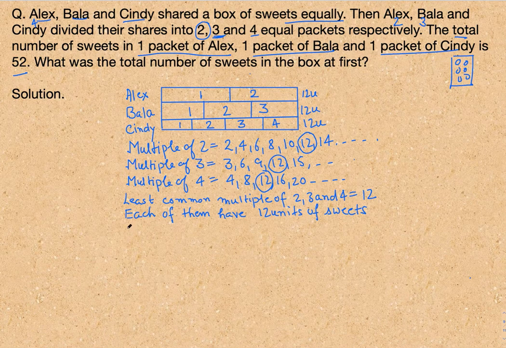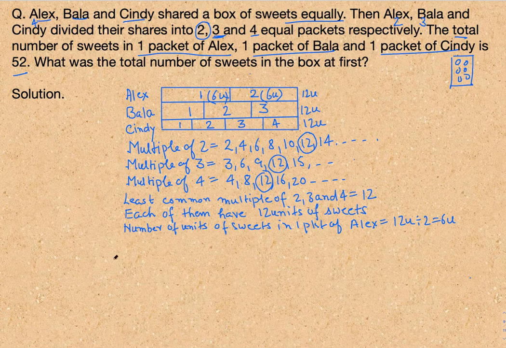So the number of units of sweets in one packet of Alex would be 12 units divided by 2. Why divided by 2? Because he divided all his sweets into 2 packets. So one packet will have 6 units, right? 6 units here, and 6 units more give you 12 units.